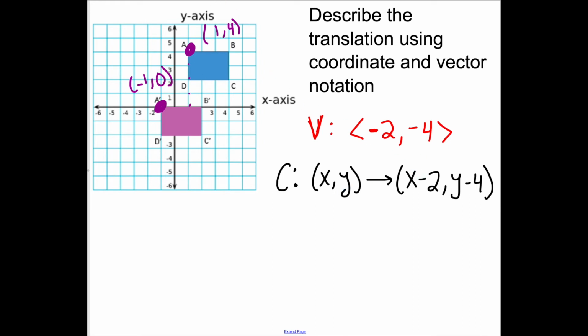So you can imagine taking away the 2. So if we had 1 comma 4, we take 2 away from 1, that gets us to -1. We take 4 away from 4, that gets us to 0, just like we have from A to A prime. And again, because this is a rigid motion, we can reasonably conclude that we're going to see the exact same thing happening no matter which point on that shape we'd picked. Again, that's one of the nice things about rigid motions.